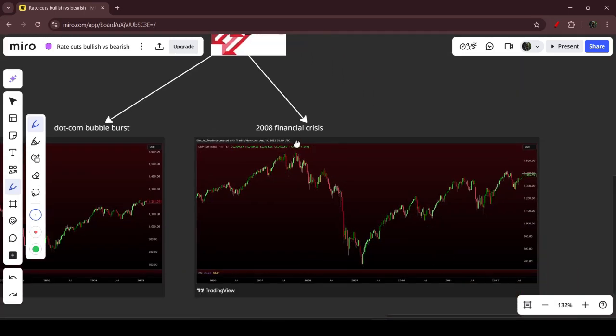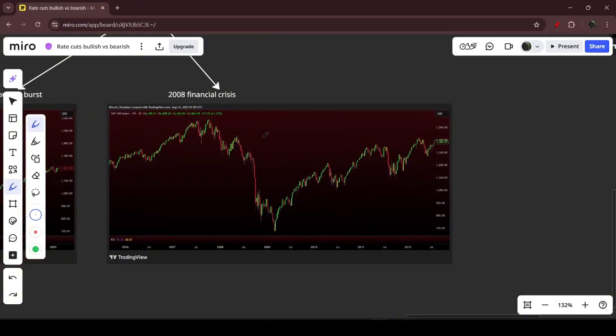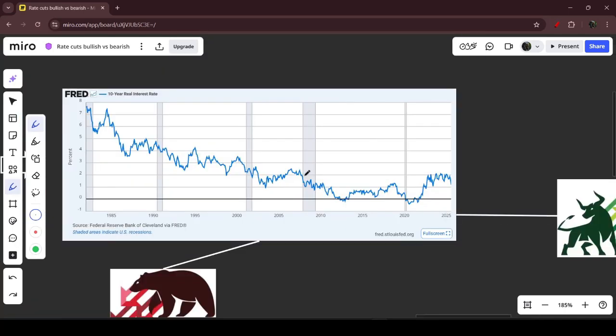Another bearish case that we can remember right here is the 2008 financial crisis. By the end of 2008, that's when the Fed started to cut rates, and as you can see right here, a huge drop in the market on the S&P 500, and only at the beginning of 2009 did the market start to grow back again. And again, right here, the real interest rate was above zero. Even though we had rate cuts, the market was not healthy enough to go bullish, and it kept going down before recovering in 2009.